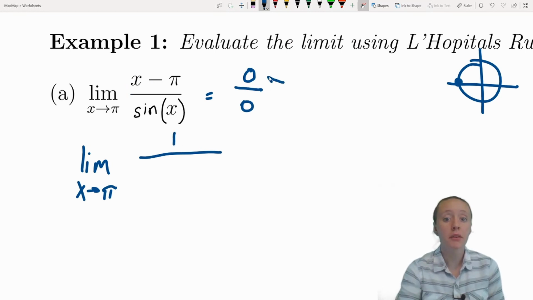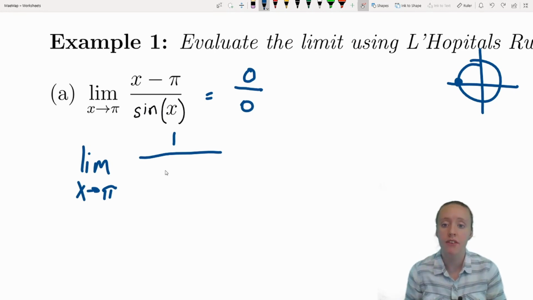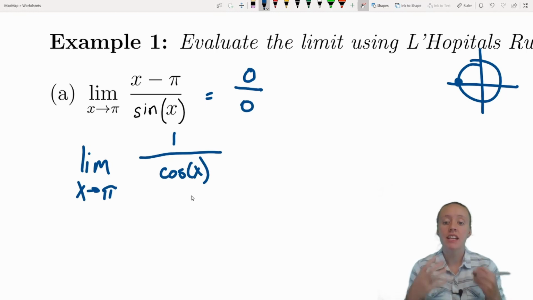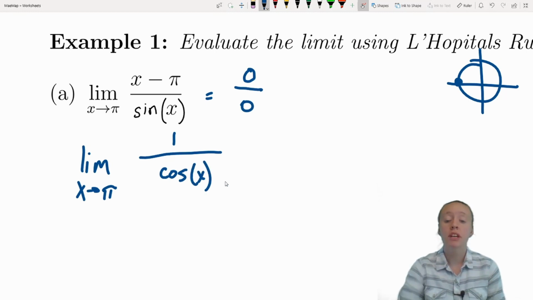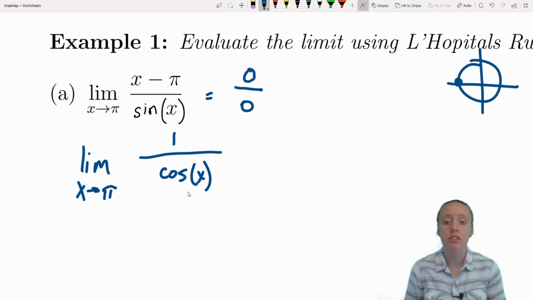So as of now, I know I'm not going to get a 0 on my numerator, so this looks fairly promising. What's the derivative of sine of x? The derivative of sine of x is a positive cosine of x. So I just created an equivalent limit. So whatever I get for this new limit is what I would have gotten for my original limit.